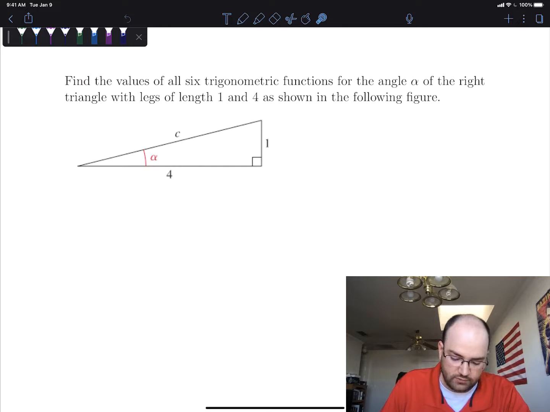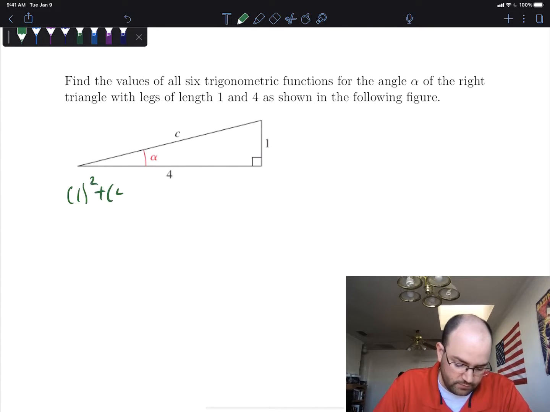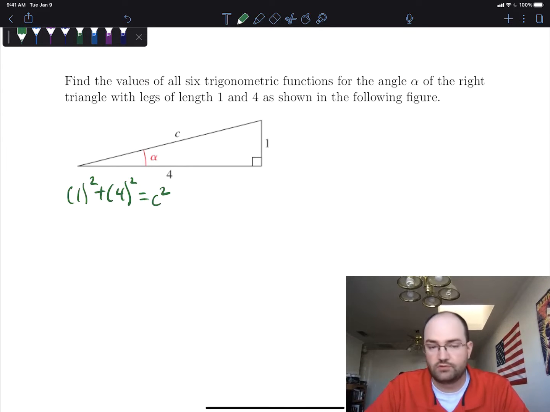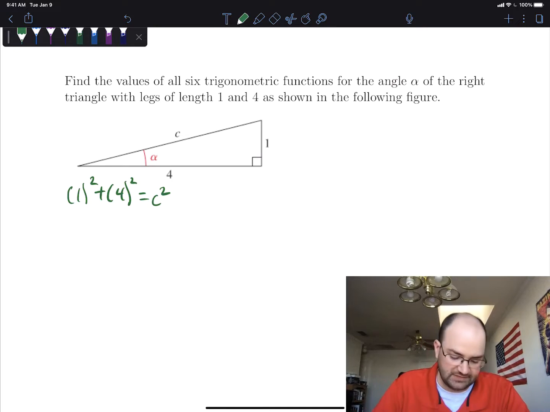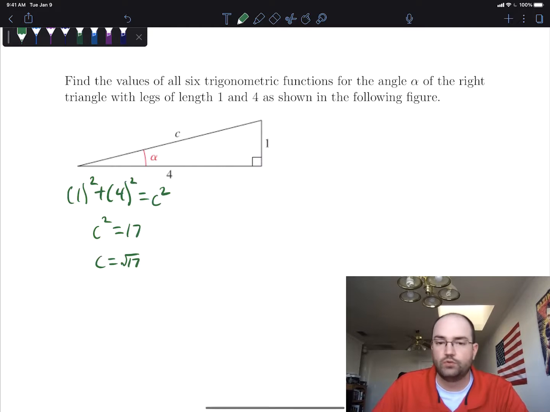We have a triangle of legs 1 and 4, hypotenuse C. Alpha is over here, and the leg that is opposite of alpha is 1. The leg that is adjacent to alpha is 4. So let's find C, just using the Pythagorean theorem. So this gives us 1 squared plus 4 squared equals C squared. 1 squared is 1, 4 squared is 16, 1 plus 16 is 17. So C squared equals 17, which of course means C equals the square root of 17.